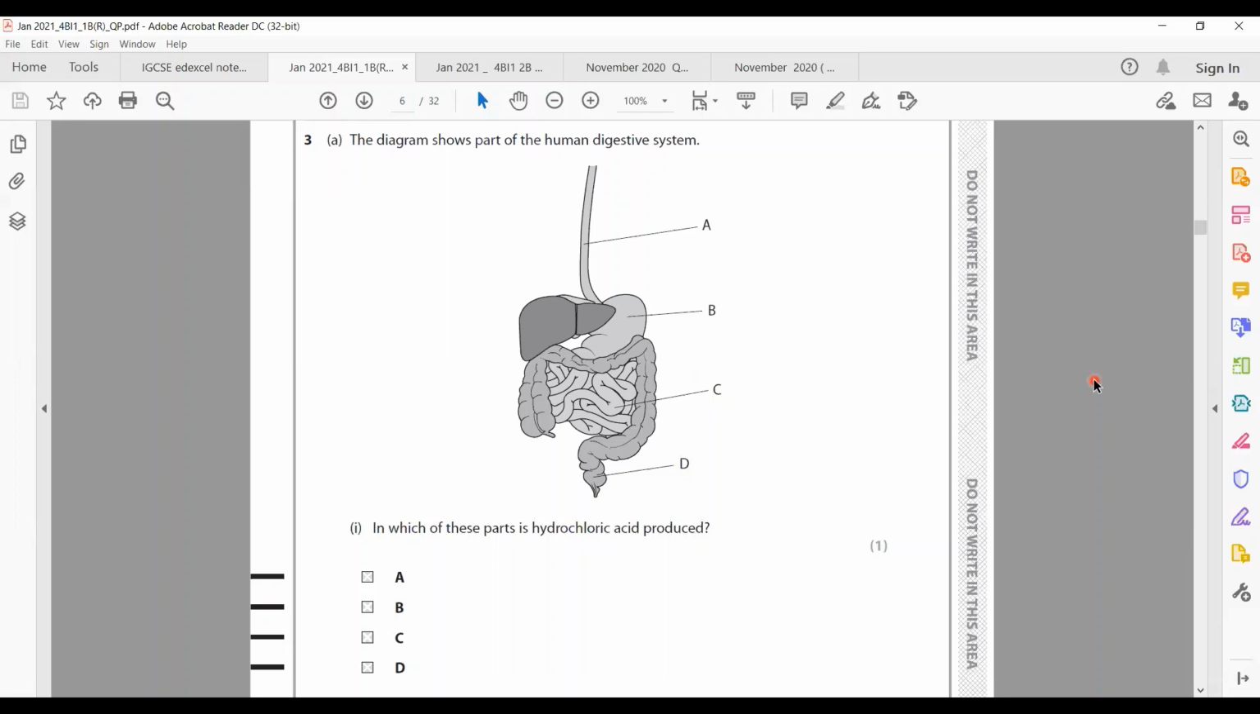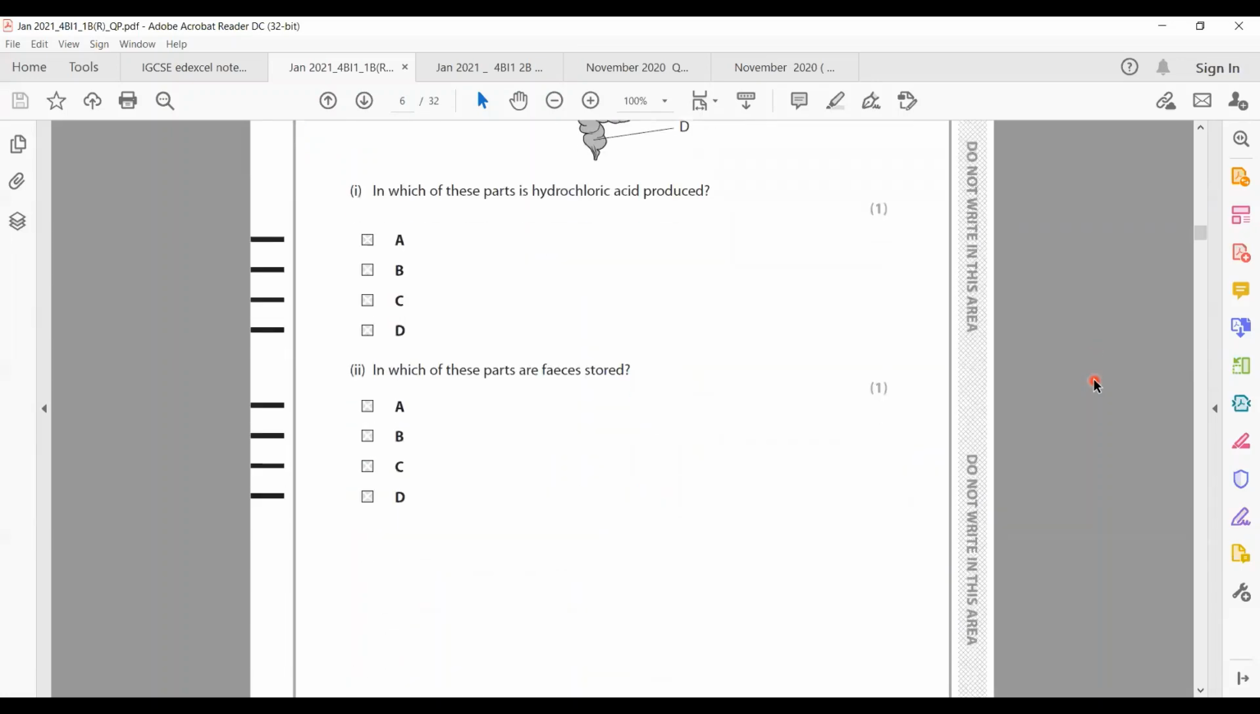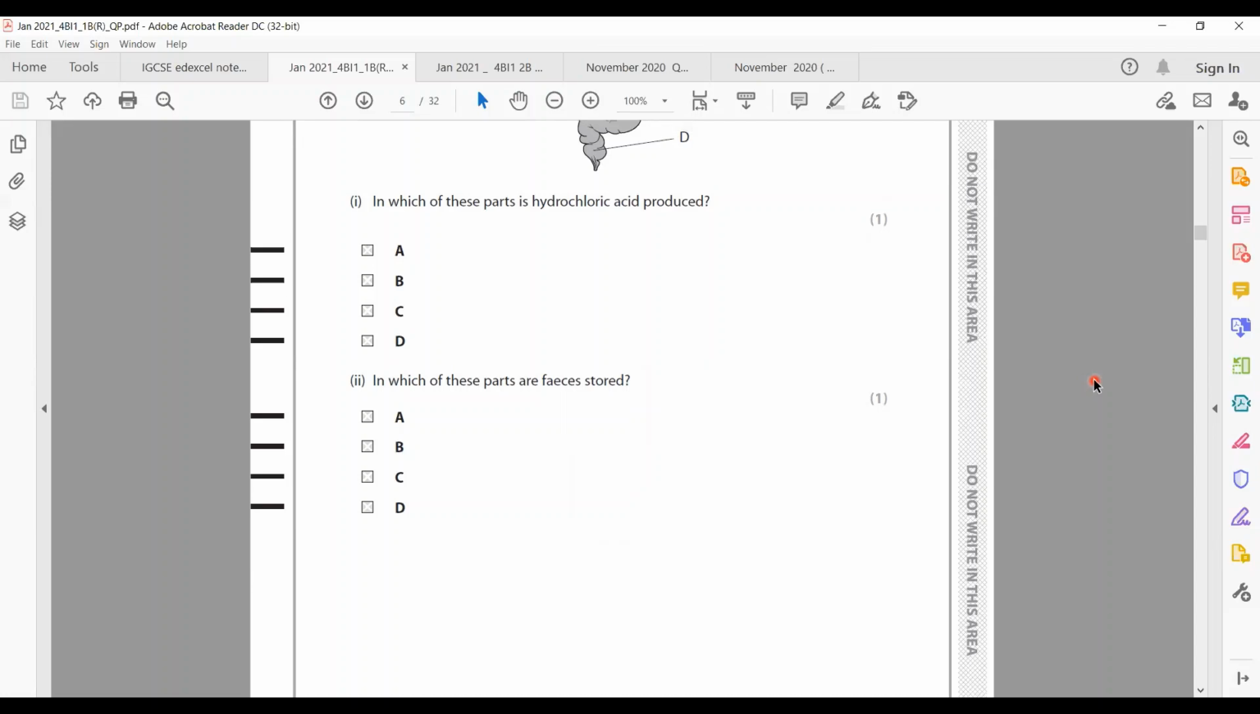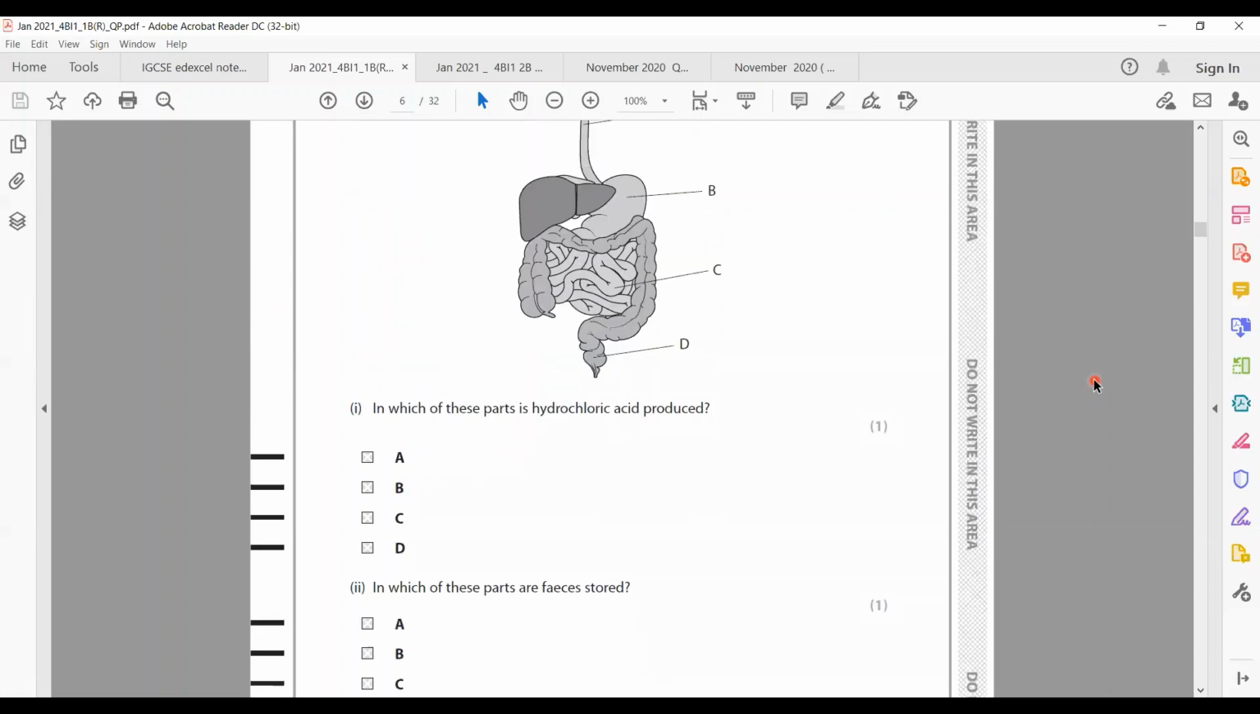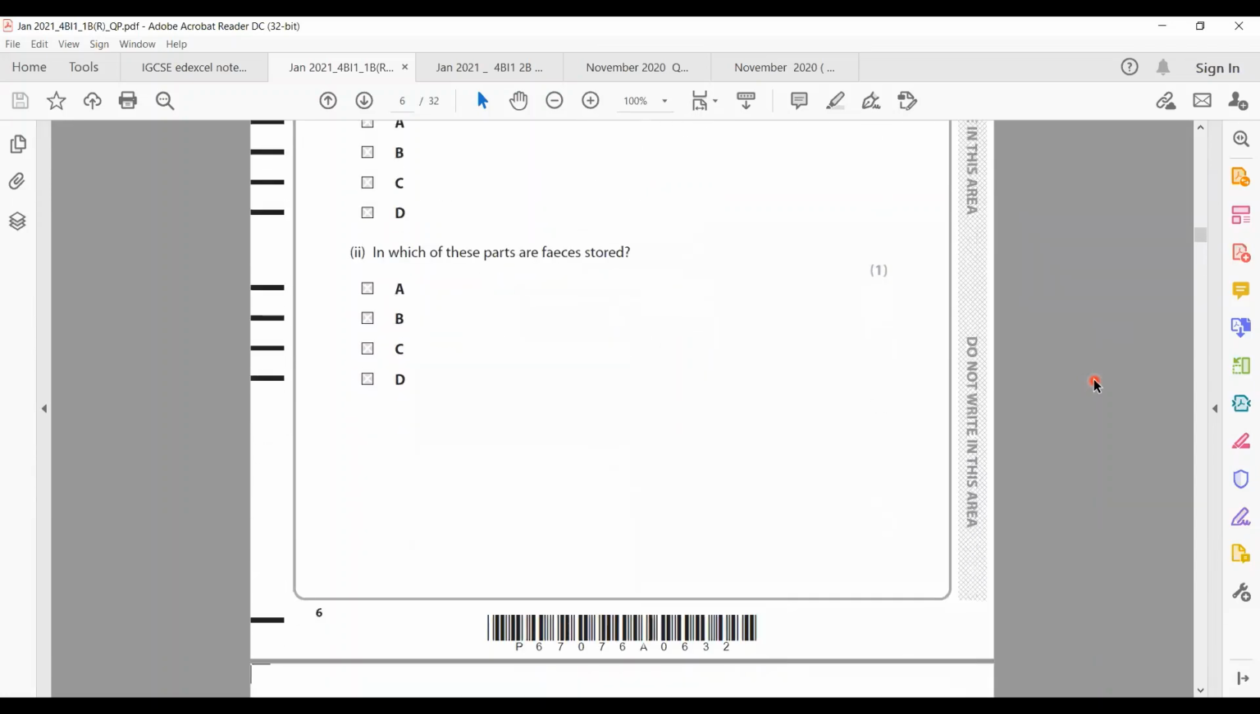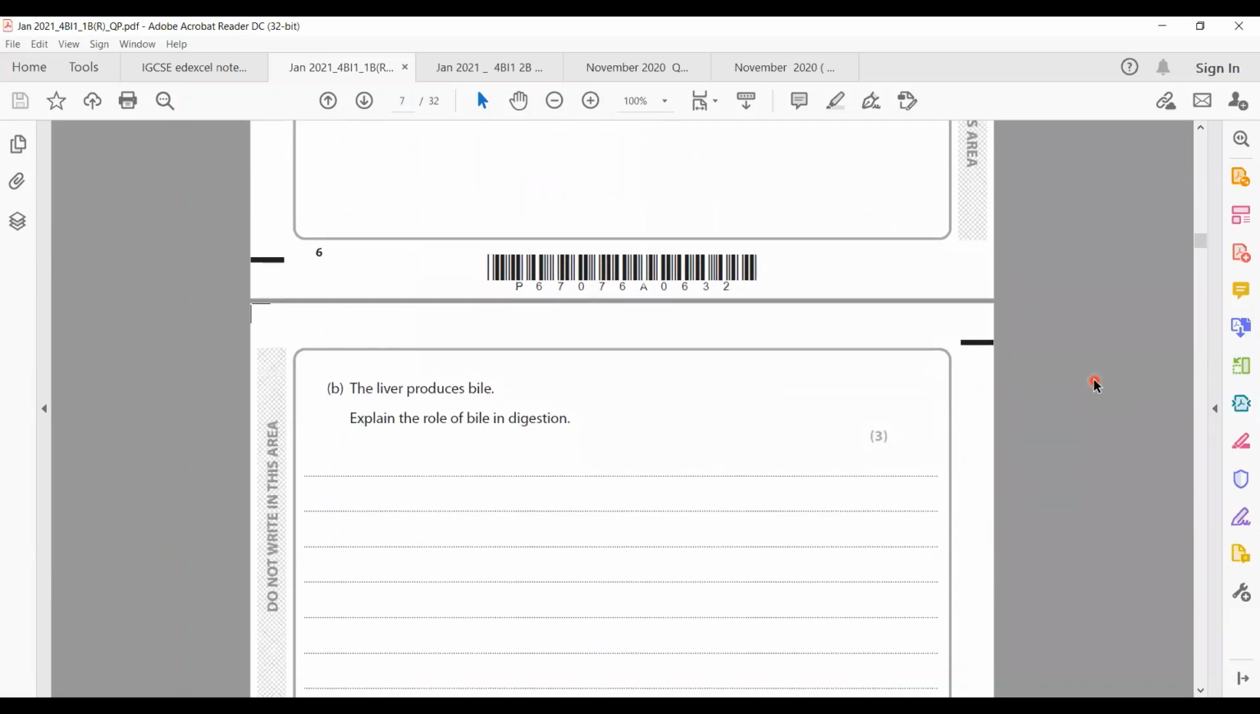The diagram shows parts of the human digestive system. In which of these parts is hydrochloric acid produced? B. Yes, of course. Thank you, Salma. In which of these parts are feces stored? D. Of course, D. Yes. This is the rectum. Okay, Dumas, number B.